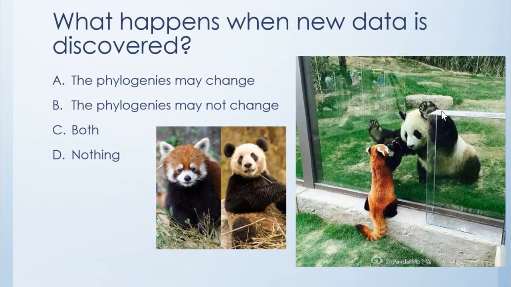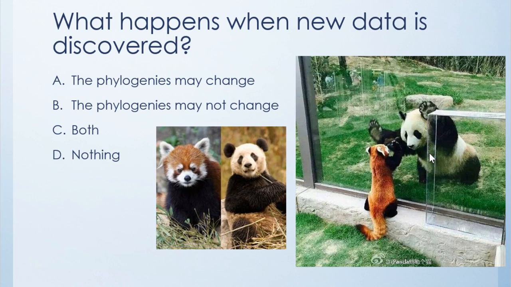Okay. Now, what happens when new data is discovered? Like any other hypothesis, right? It's just a hypothesis. So what happens? Well, the phylogenies may change. They may not change. It depends. For a while, the little red panda was a raccoon because he looks very raccoony. For a while, giant pandas and red pandas were in the same group together. But it turns out red pandas are their own thing and giant pandas are bears. So, things have changed for these guys organization-wise.